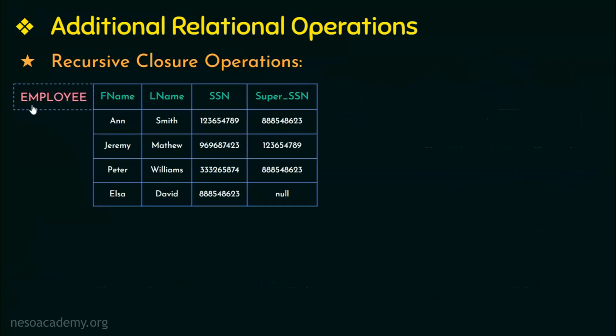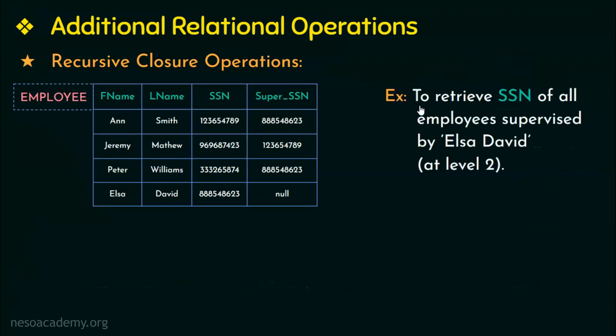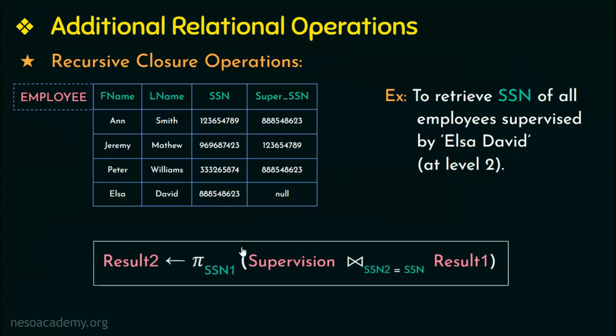Now with the same employee relation, let us see an example to retrieve the SSN of all employees supervised by Elsa David at level 2. That is, we need to retrieve the SSN of all the employees who are supervised by a supervisor, and that supervisor is in turn supervised directly by Elsa David. Hope you understood the question. You will understand it better once we discuss the query. This is the query to retrieve the SSN of all the employees supervised by Elsa David at level 2.